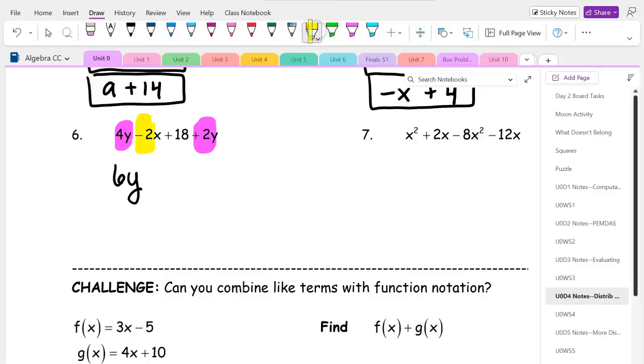Now, my x, there are no other x's, so this does not have a like term. You're just going to bring it down. Same with your 18. There's not a regular number to add with the 18, so we're just going to bring it down.